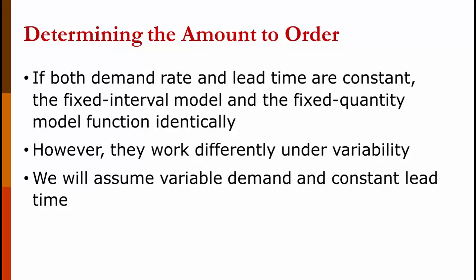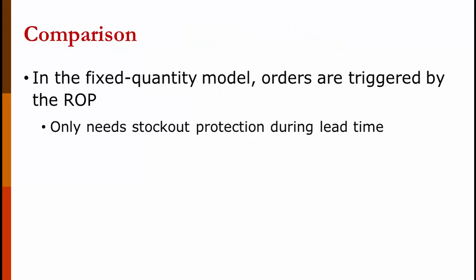However, they work differently under variability. We will assume variable demand and constant lead time in our calculations. In a fixed quantity model, an EOQ model, orders are triggered by reaching the reorder point R. That happens before zero, so we only need stock out protection during lead time. That's the reason for the lower safety stock.